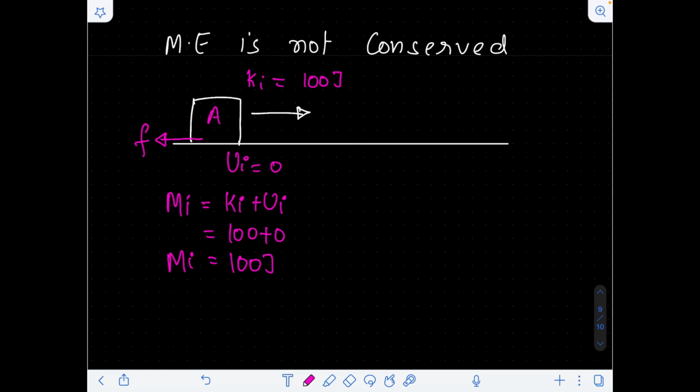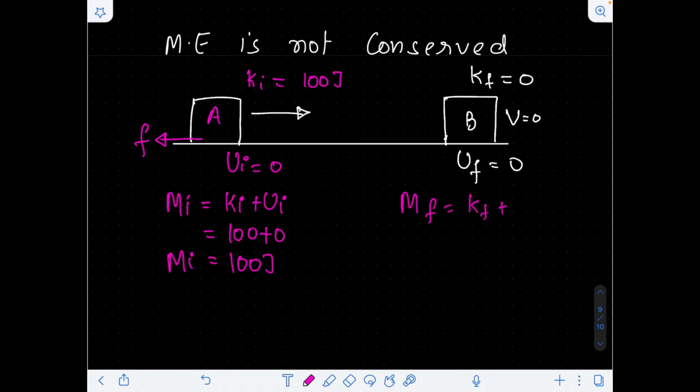Due to friction, the block decreases its kinetic energy and finally comes to rest. We know this in our day-to-day life. Let's say the block comes to rest at this position B. Here its velocity becomes 0, which means its final kinetic energy becomes 0. Again the block is on the ground, so its potential energy is also 0. So the final mechanical energy is K final plus U final, 0 plus 0, equals 0 joule.